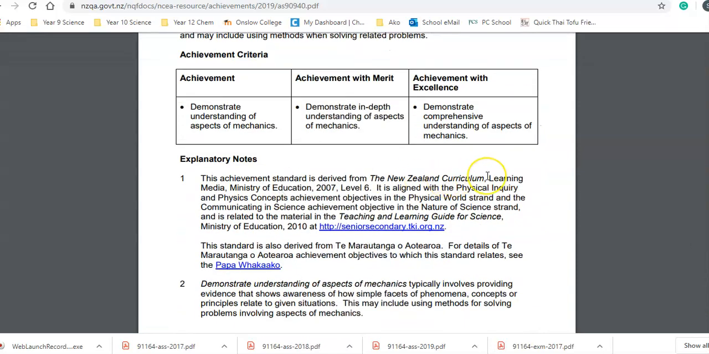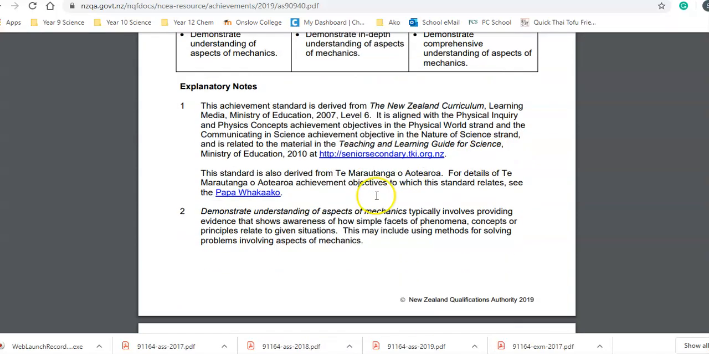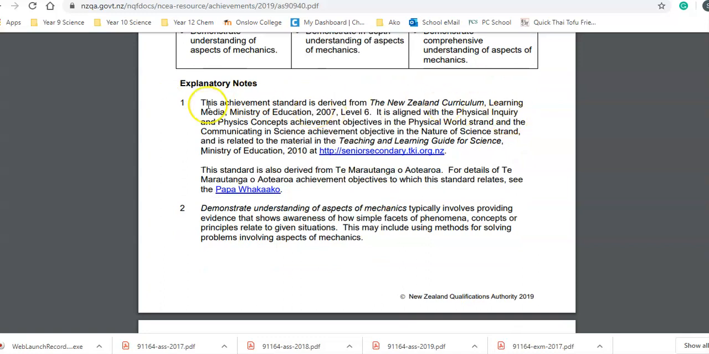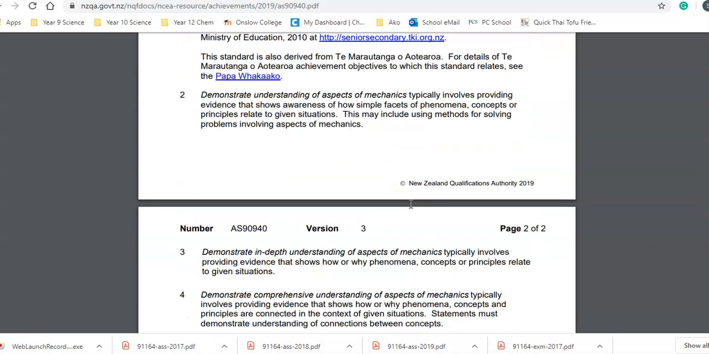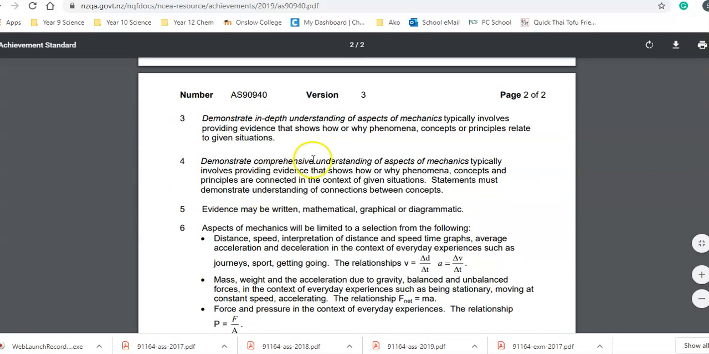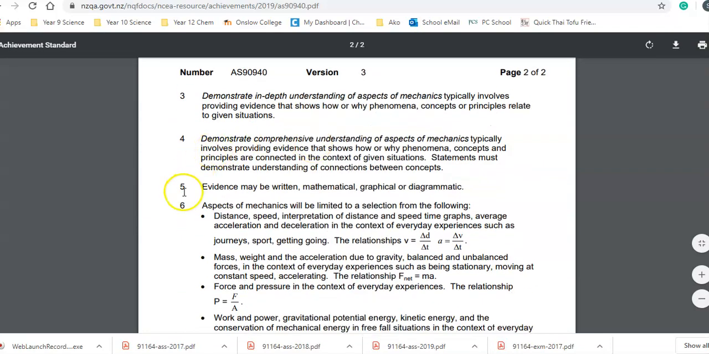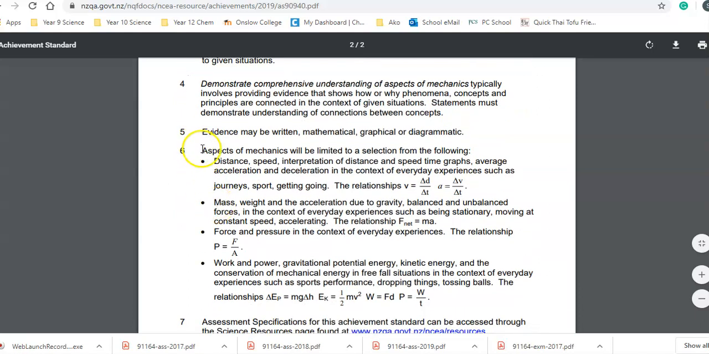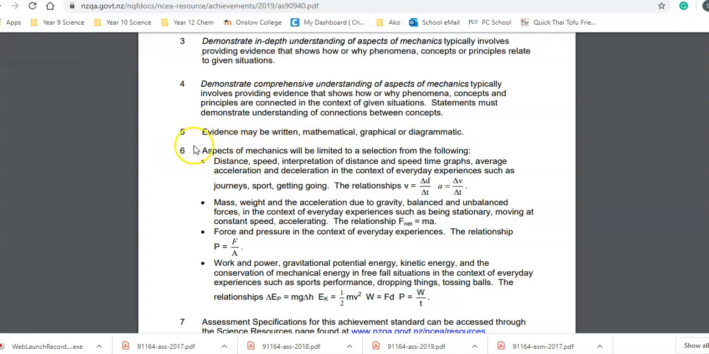within Level 1 mechanics. So the first part of it has a relatively large amount of lingo. We can pretty much skip through 1, 2, 3, 4, even 5. From part 6, this is where we really start. It starts to get a little bit more specific, and we can really see what the standard involves. So here we've got aspects of mechanics will be limited to a selection from the following. So this is in the exam.